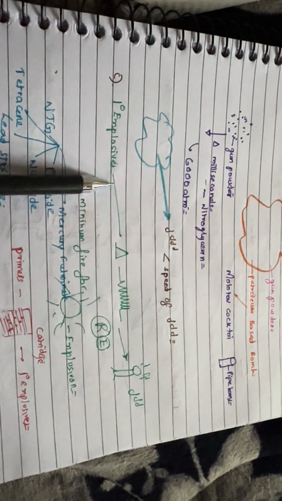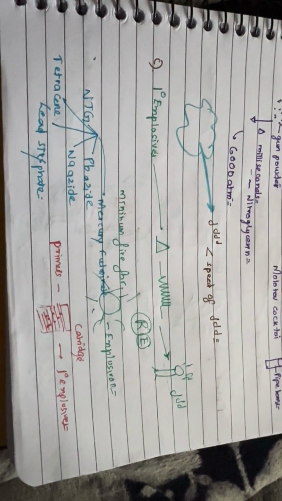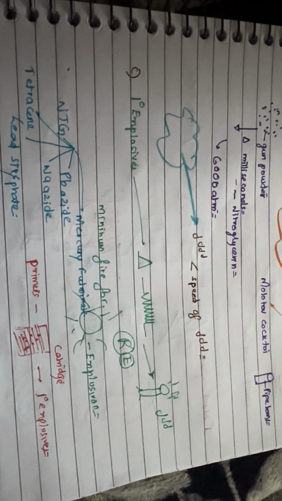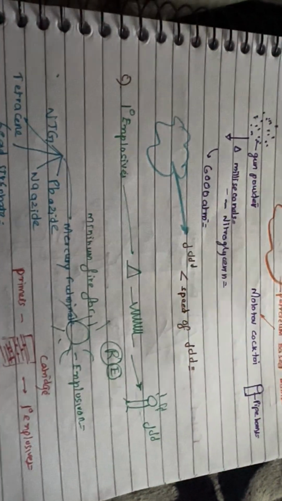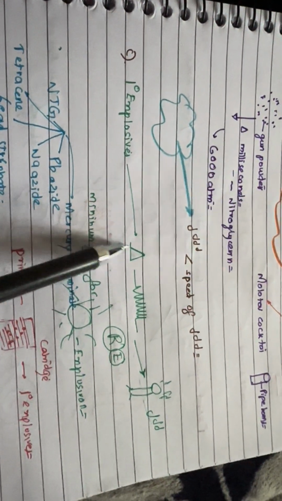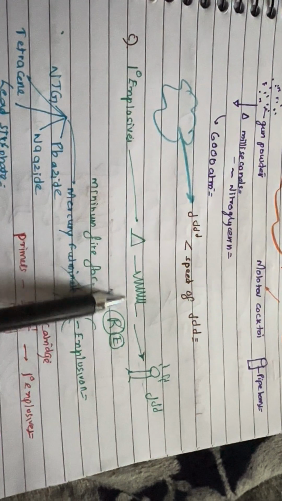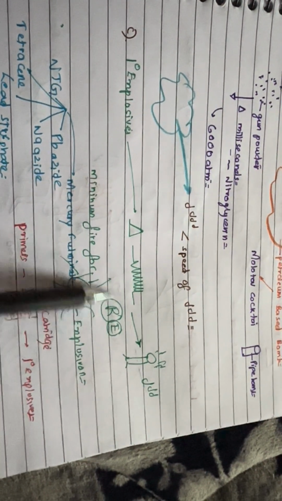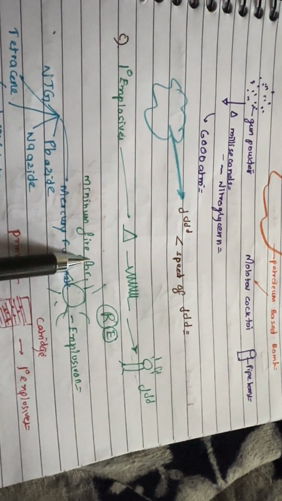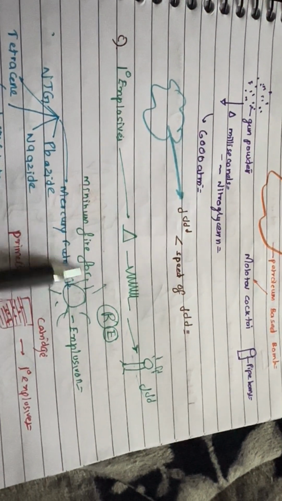Primary explosive: extremely sensitive to heat, friction, impact, light, sound, or electromagnetic radiation, so it needs only a minimum fire for explosion. Difficult to handle and store.